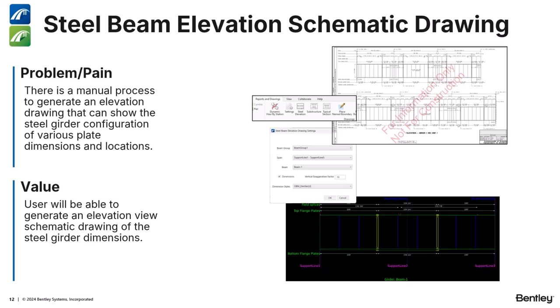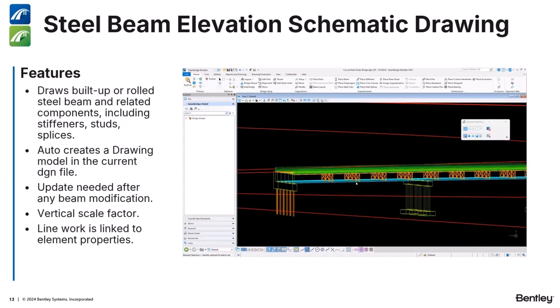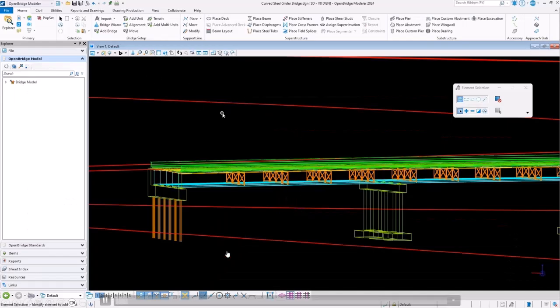So now what we did is you can pick any beam in your bridge and automatically generate that elevation drawing with all the locations of those particular elements. So it creates a new 2D model, ready to be annotated. It allows some exaggeration because, again, to show a very small thickness plate, you need an exaggeration, so you can specify that. And the line work that is generated is linked to the actual level symbology in the bridge, in the 3D model, right?